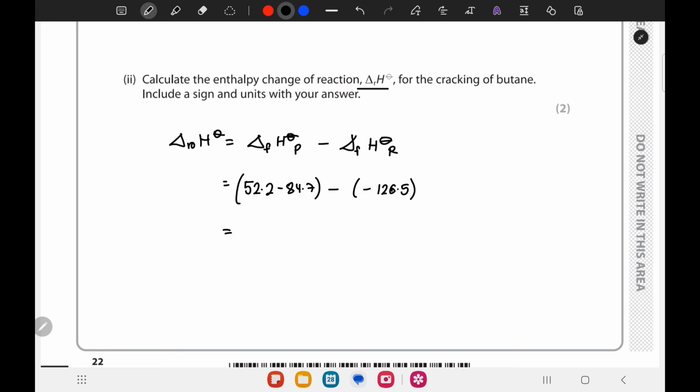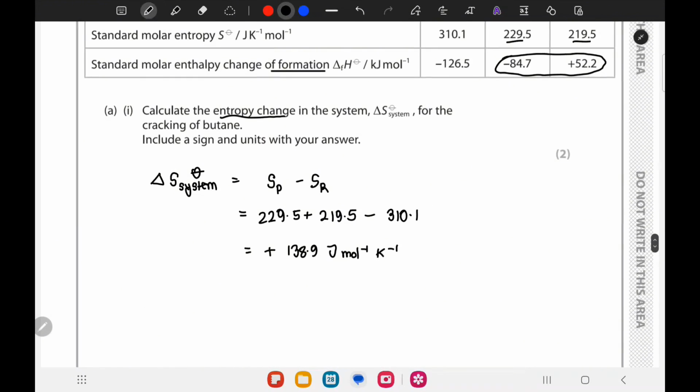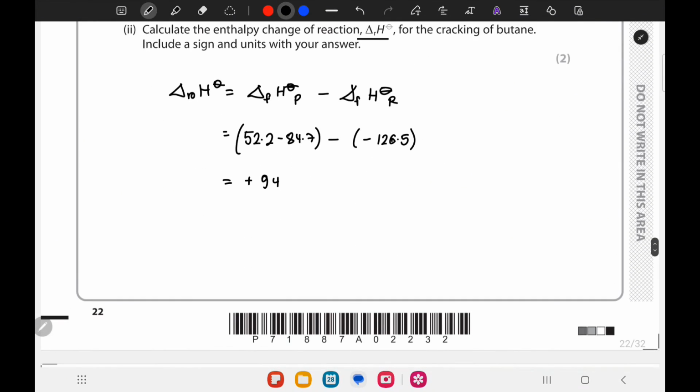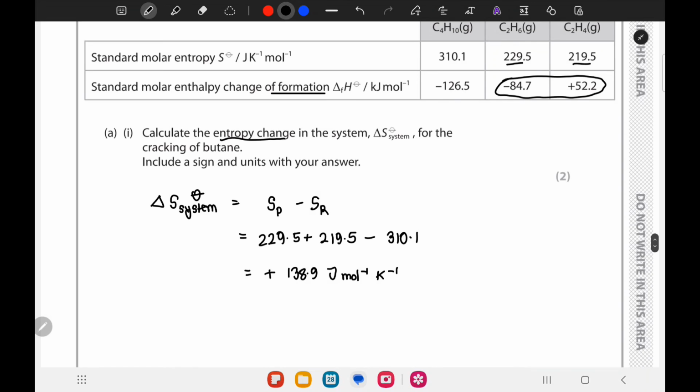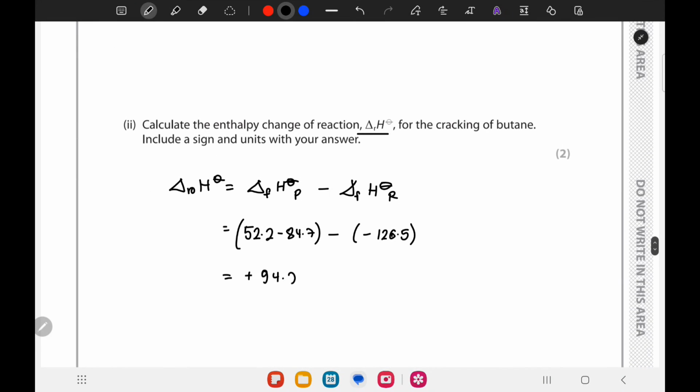If I calculate this value over here, it comes out to be 94 kilojoule per mole. Since the values are all given to 1 decimal place, I'll also write the answer to 1 decimal place.